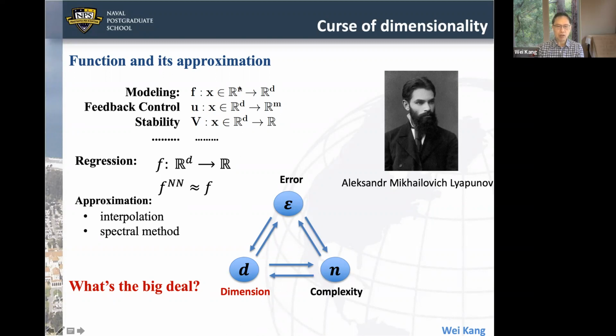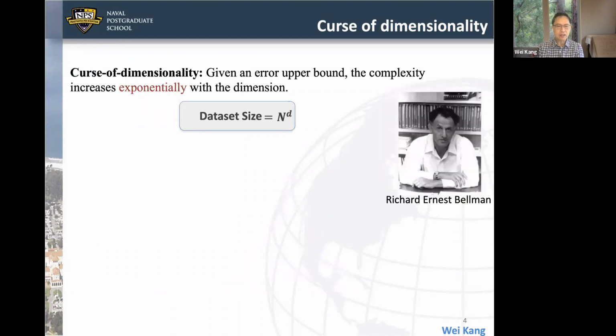The dimension of the problem, the input dimension of the function, will impact the complexity of your solution. You may have different definitions of complexity, but when you increase the dimension, the complexity of your approximation solution will increase. Now here is the challenge, the so-called curse of dimensionality. That's a phenomenon in which, if you fix your error bound, then the complexity of your solution increases exponentially with the dimension. The curse of dimensionality, or COD, is a term coined by Richard Bellman, which represents a typical phenomenon in many problems of regression or approximation.